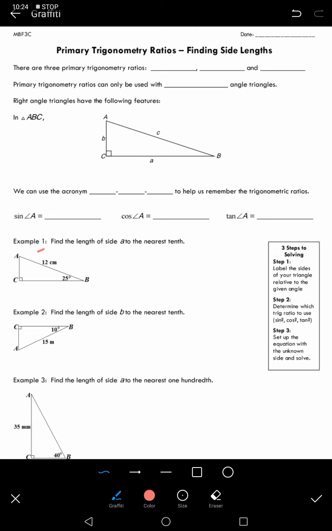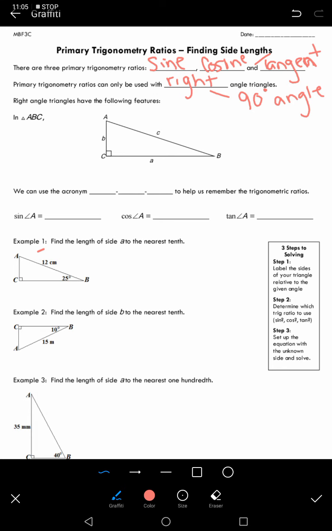So again, I'm going to try to write as small as I can, but I apologize that it's not super clear. So we have our sine, our cosine, and our tangent. So these primary trig ratios can only be used with right angle triangles. So we need to have a right angle, and a right angle is a 90-degree angle. Okay, and we only need one, but we have to have at least one 90-degree angle.